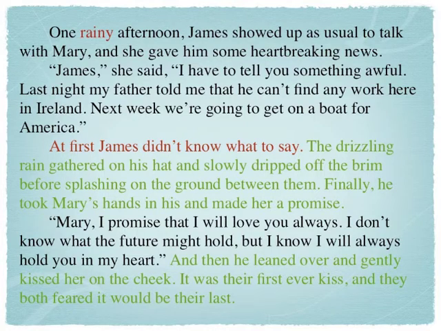Next, look at this. At first, James didn't know what to say. James had just gotten some awful news. The love of his life is telling him that they might be apart forever. He's not going to respond right away. That little phrase, at first James didn't know what to say, lets the conversation breathe a little bit, makes it more authentic. Then we've got this. The drizzling rain gathered on his hat and slowly dripped off the brim before splashing on the ground between them. We're adding some imagery. That visual image of the rain falling on his hat and dripping into a puddle really lets the reader picture the scene, makes it much more interesting.